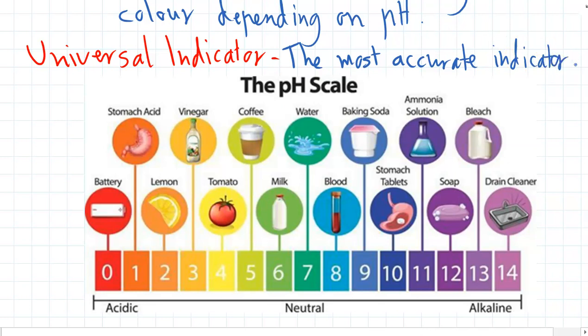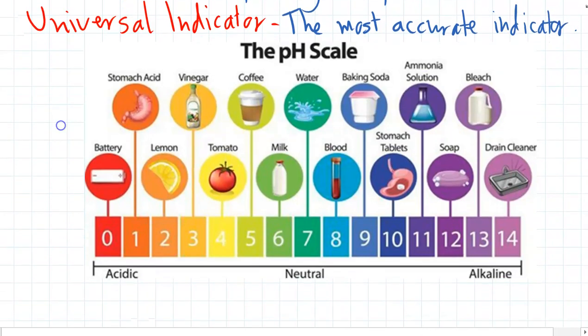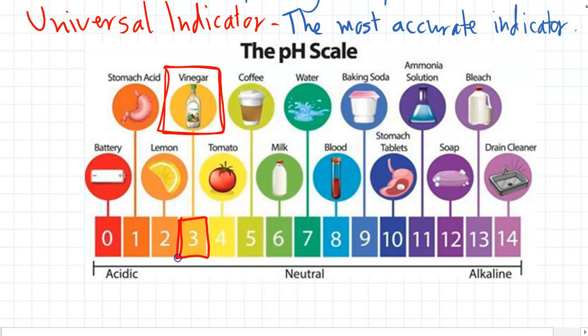Right, so if you got a bottle of universal indicator and you put a few drops of it into some vinegar, where's vinegar on our scale? Here. If you put a few drops of indicator in vinegar, well then that solution is going to turn this colour orange. And then straight away that lets you know, okay, this vinegar must be pH 3.